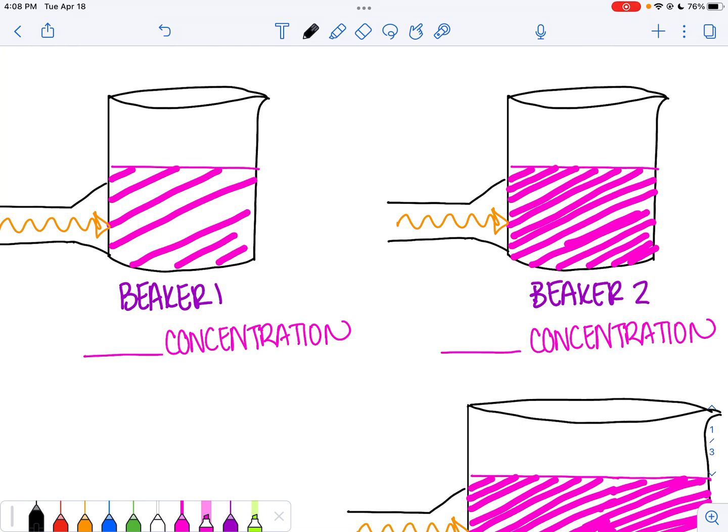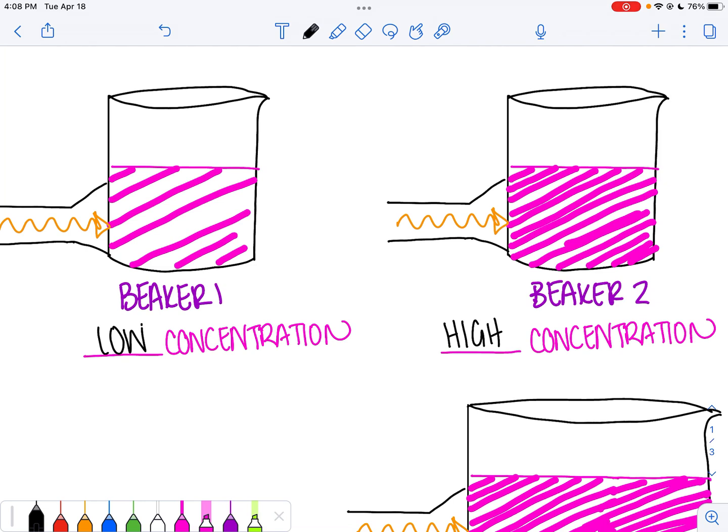So here's what I want you to imagine. Imagine that I have these beakers with some water in them, and into them I have poured some solid. This solid's going to dissolve, and in beaker 1, I have poured less solid in, giving it a lower concentration. In beaker 2, I have poured more solid in, giving it a higher concentration.